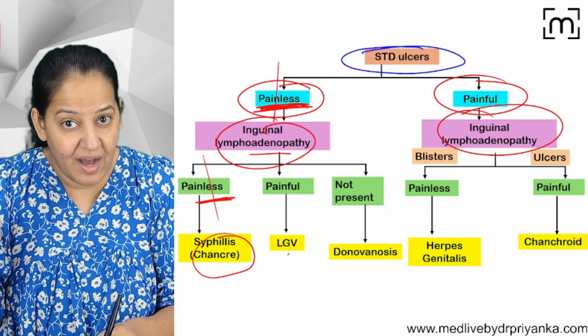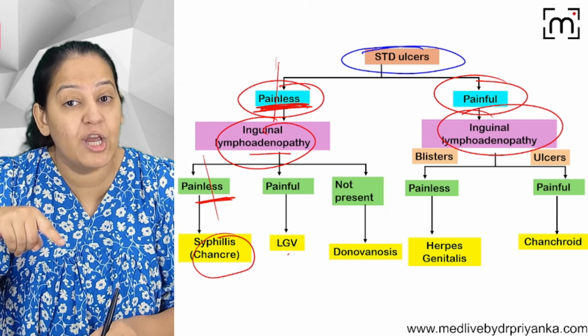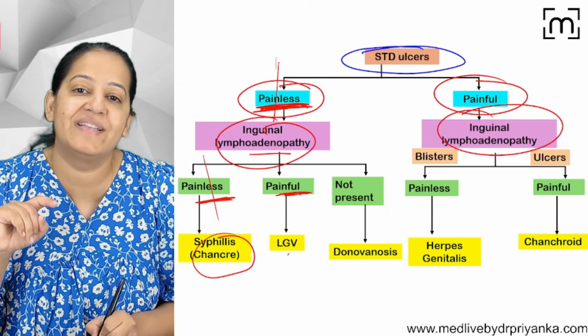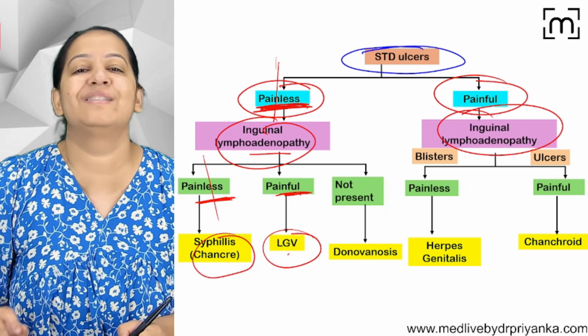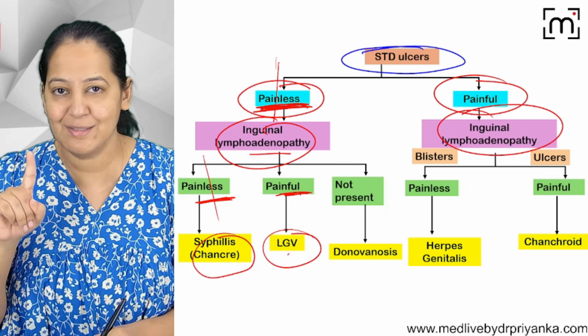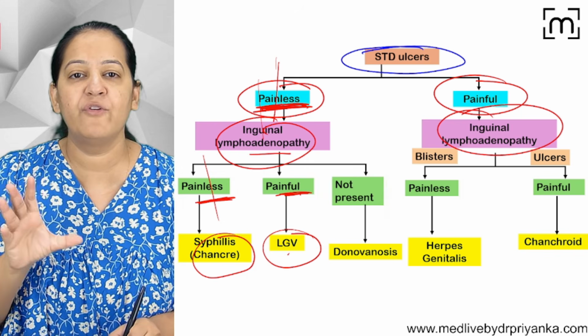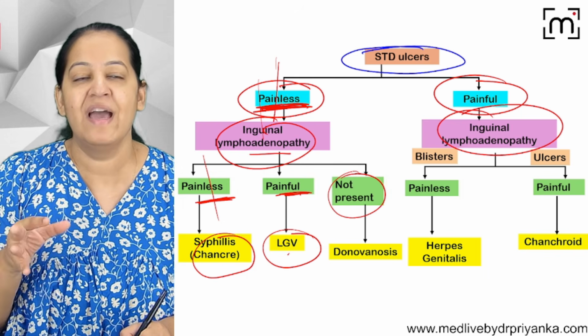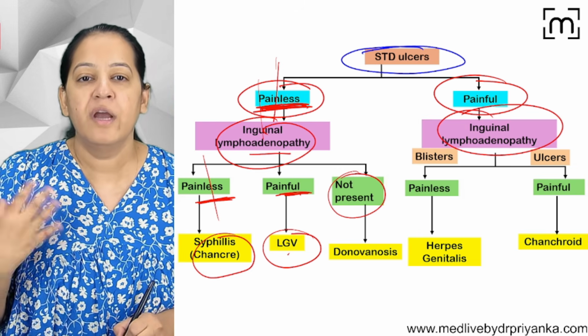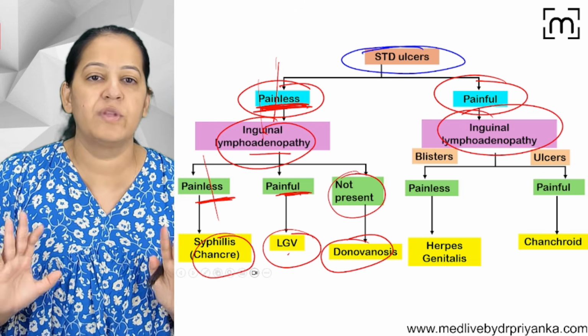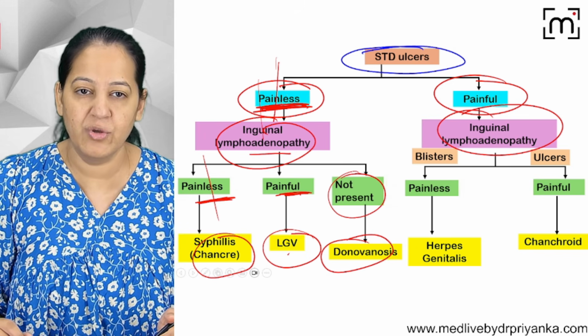If the ulcer is painless, but the inguinal lymphadenopathy is painful, it's LGV. In LGV, there is no pain in the ulcer, but the inguinal lymphadenopathy is painful. And if the ulcer is painless, but there is a pseudo-inguinal lymphadenopathy, actually it's not inguinal lymph node, it's a swelling in the inguinal region, not a lymph node, it is Donovanosis. This is how you do the approach. I hope you are getting it.